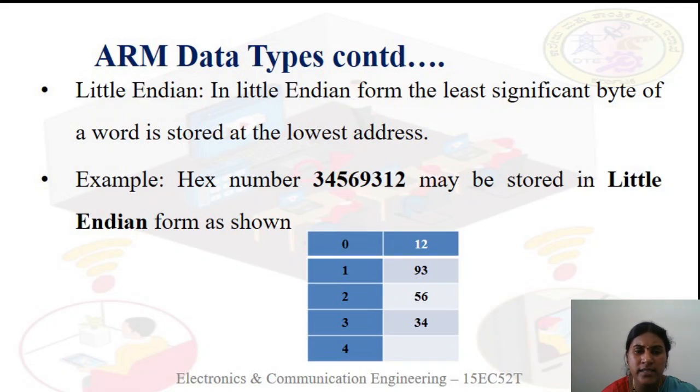Which will be the lowest address? 0 is the lowest address. In the 0th address, the least significant byte, that is 12, is stored. In the next address 1, 93 is stored. In the next address 2, 56 is stored. And in the next address 3, 34 is stored. Likewise, you can arrange the data in two address modes, big endian style or little endian style.